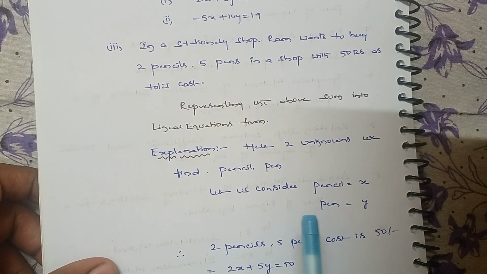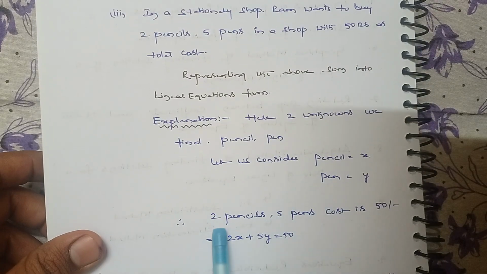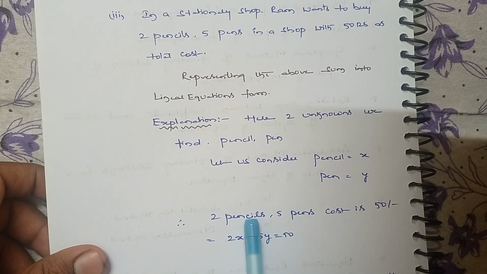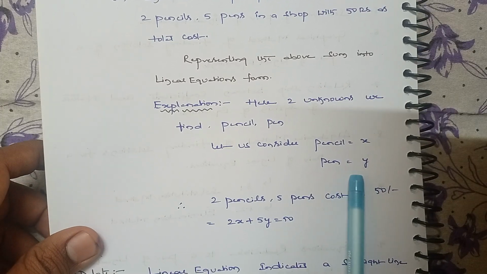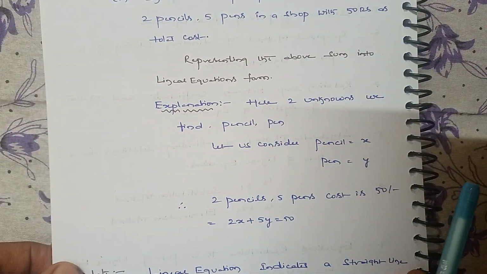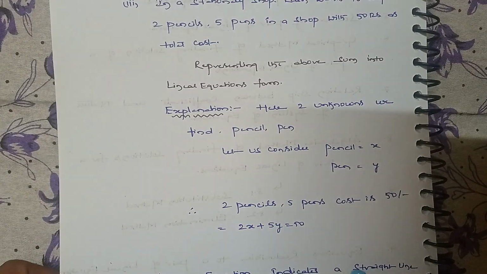So here I am telling how to represent this example in terms of x and y. What they gave: two pencils, 5 pens, cost is 50 rupees. So pencils we consider as x, so it becomes 2 into x, and pens we consider as y, so 5 into y, 5y, equal to 50. The total cost is 50. So this is a representation of an equation in real-time scenarios or examples, word sums. Okay, understood? Now going to the next topic.